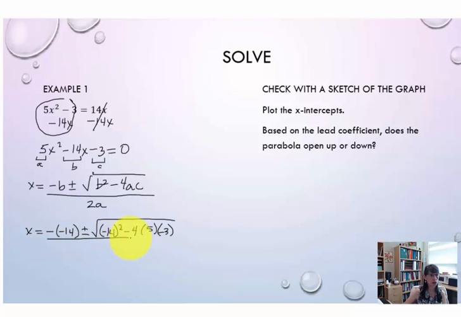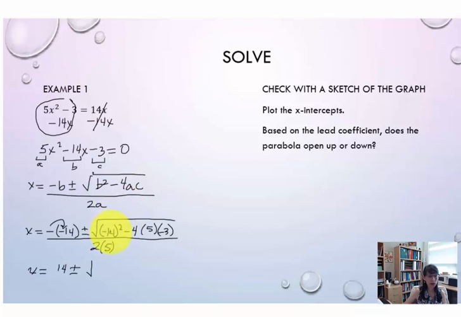Now all of these terms are divided by 2 times a. So 2 times 5. Our x value now is equal to negative times negative, which would be positive 14, plus or minus some amount under the radical. So I'm going to take this one term at a time.